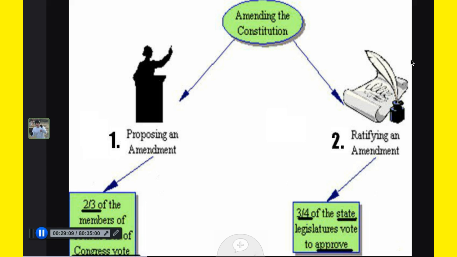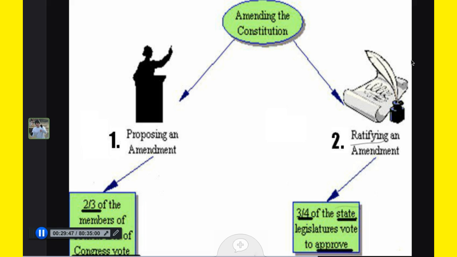First, it takes a proposal to make an amendment. And the only people that can make a proposal are Congress. And Congress, you should know, is at the national government. If two-thirds of Congress proposes an amendment, then the amendment goes to the states. And it's up to the states to then ratify an amendment. If three-fourths of all state legislatures vote to ratify an amendment, then the amendment becomes part of the Constitution.